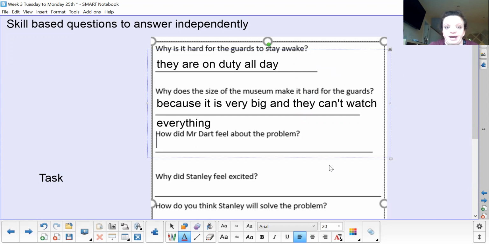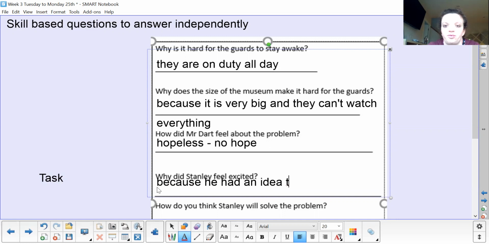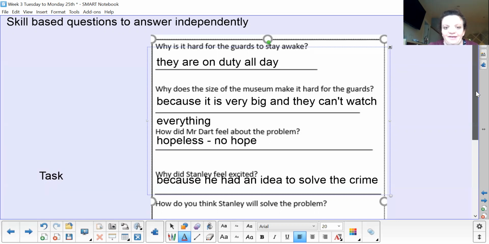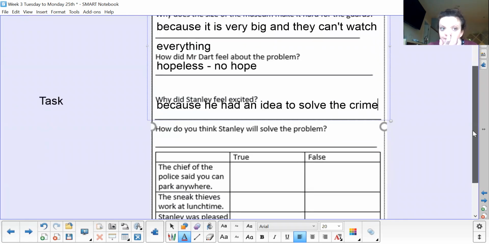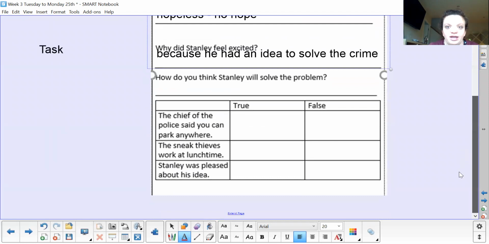How did Mr. Dart feel about the problem? He felt hopeless. He had no hope. Okay. Why did Stanley feel excited? Because he had an idea to solve the problem. And I would like to see some of your ideas about how you think Stanley will solve the problem. So remember to send them to us on our email address.